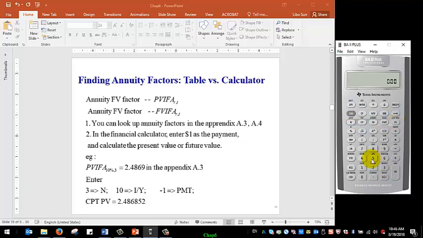First, clear time value of money. I enter 3 into N, 10 into I/Y. Then I put negative 1 into payment. Then compute PV. So I get 2.49 because I have 2 decimals. I can change the decimals to 4 and reduce this. But you get the idea.